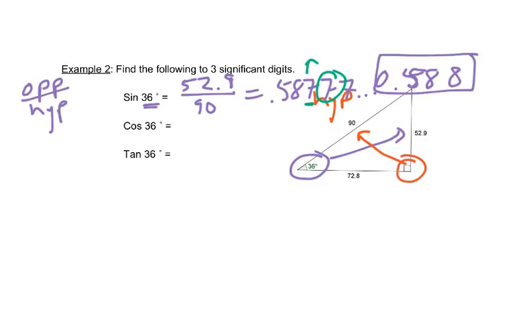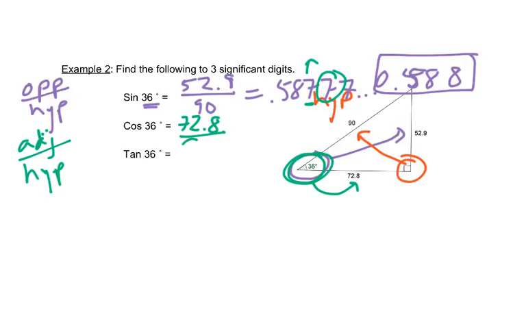Let's look at the cosine. The cosine of 36 degrees, so we're still using this angle. The cosine, remember, is adjacent over hypotenuse. So adjacent means not the hypotenuse, but the other one that's next to it. So we'd have 72.8 over the hypotenuse, which is 90. So if I take 72.8 and I divide by 90, I get 0.808888. 3 significant digits would be right here. This 8 tells us to go up. So we would get 0.809.